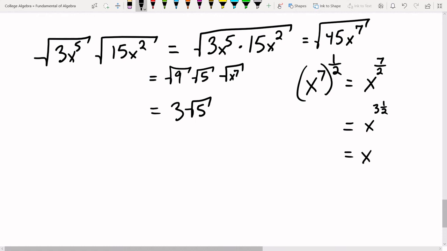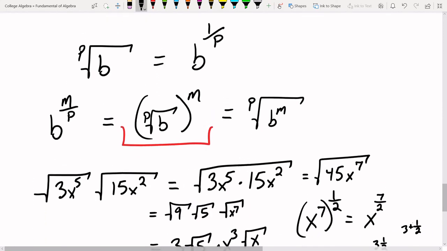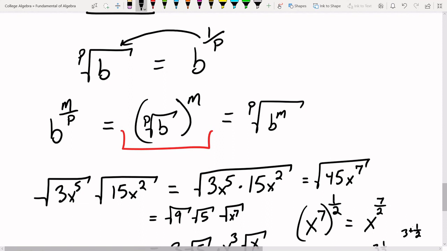Now this is really just saying x cubed times x to the 1/2, because 3 and 1/2 is just 3 plus 1/2. And when you have an addition of exponents, it's the same thing as multiplication of the bases. So what we can do is we can have 3x cubed on the outside, and x to the 1/2, well, that's just the same thing as the square root of x. That's the property I just showed you here. That 1 over p power is the same thing as the power in radical form.